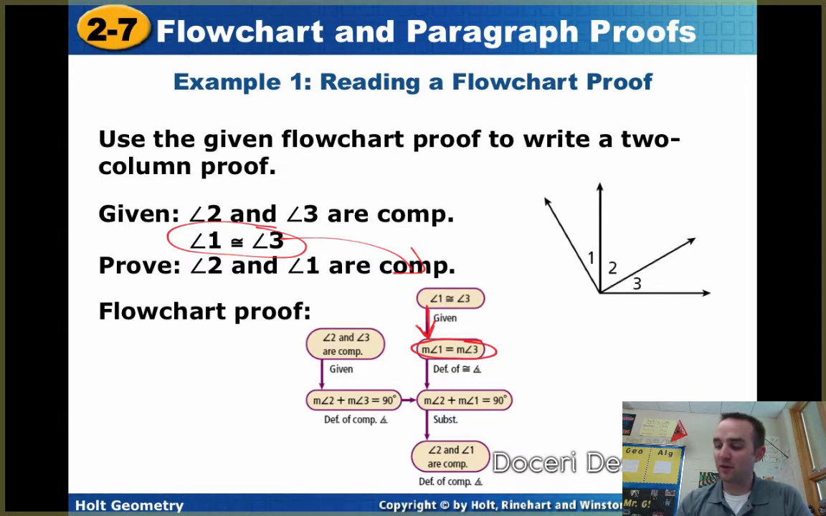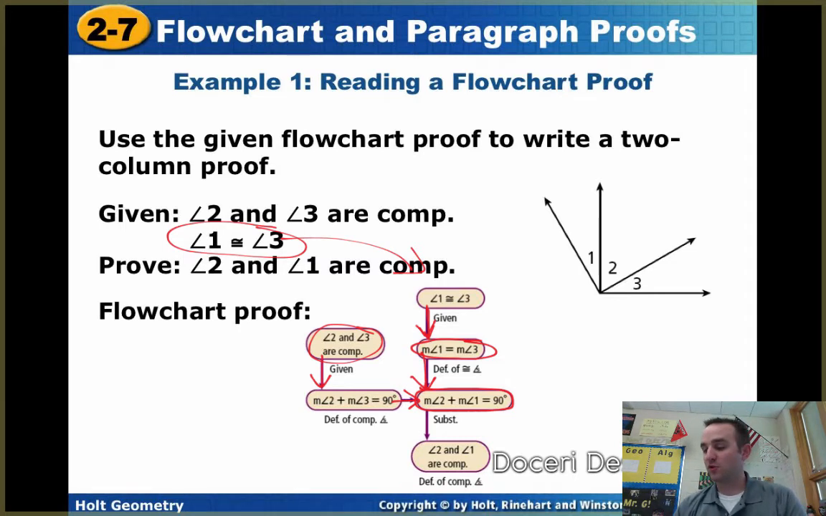Well, our other given is over here, right? Here's our given. And because of that given, because they're complementary, we can use the definition of complementary to say that they add up to 90. Then to use this substitution step right here, notice that we need both of these. So we have arrows coming from both of them into that one step.